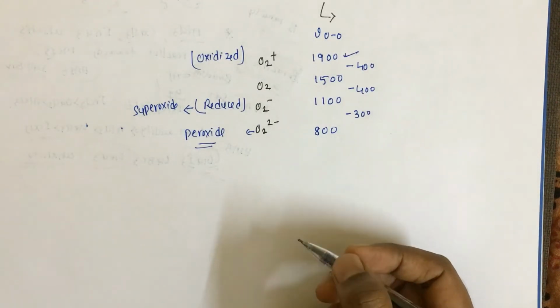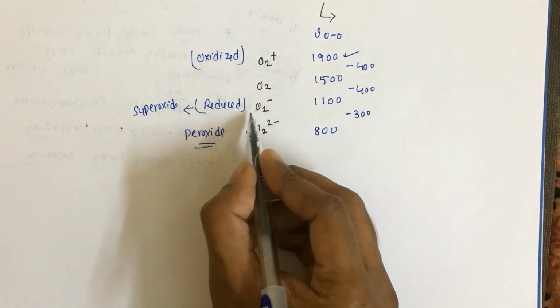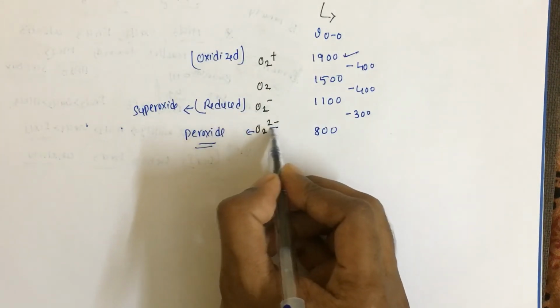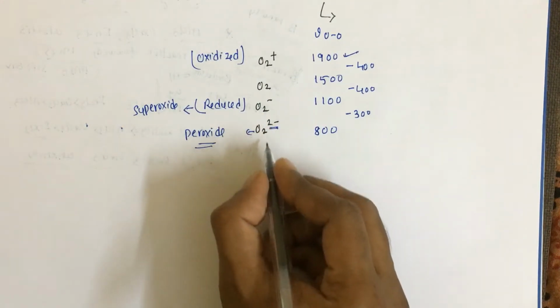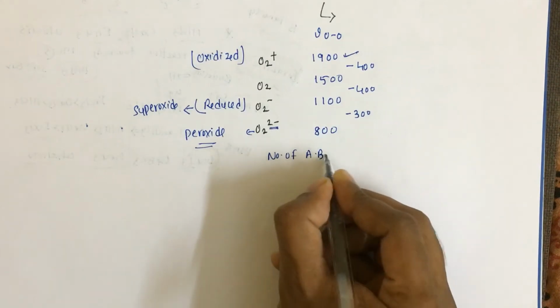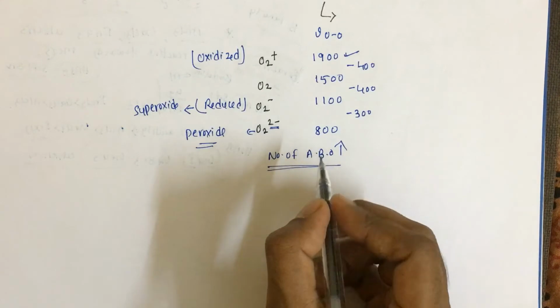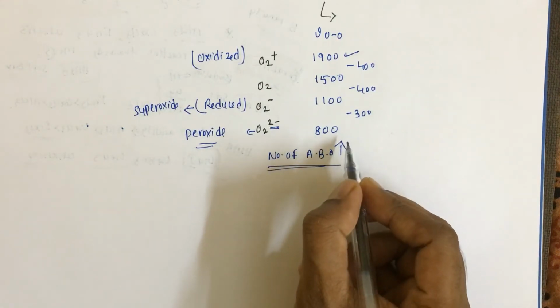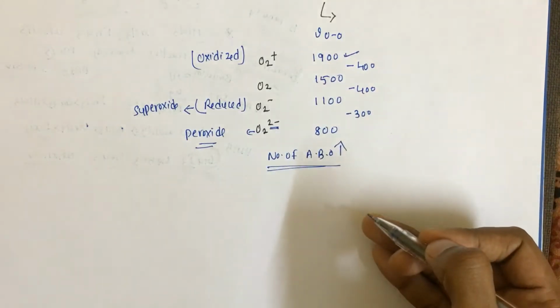And as we know, when we are increasing the negative charge, when we are doing the reduction, the number of antibonding electrons is increasing. If we see the MO diagram, the electrons in antibonding orbitals are increasing. Because of that, bond order is decreasing. Because of that, the stretching frequency is also decreasing.